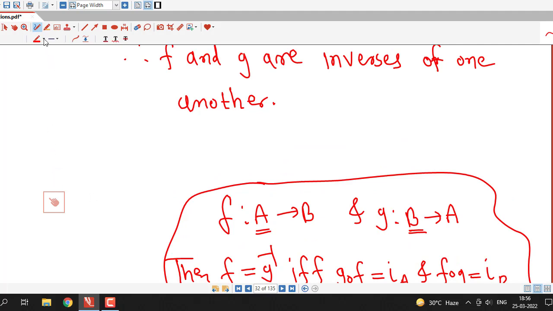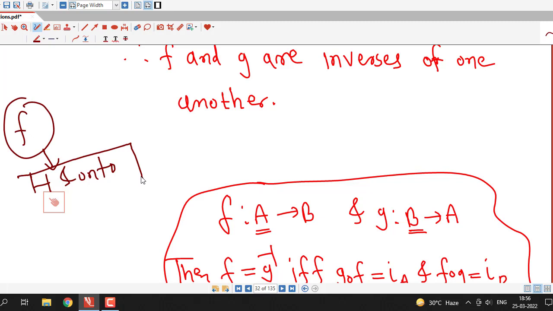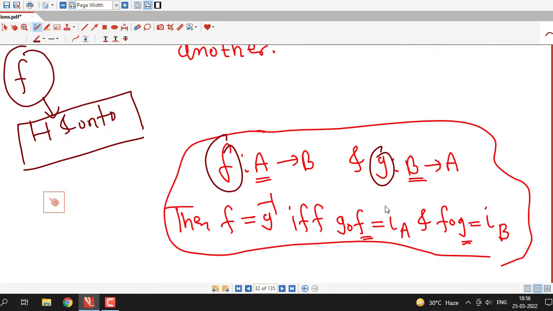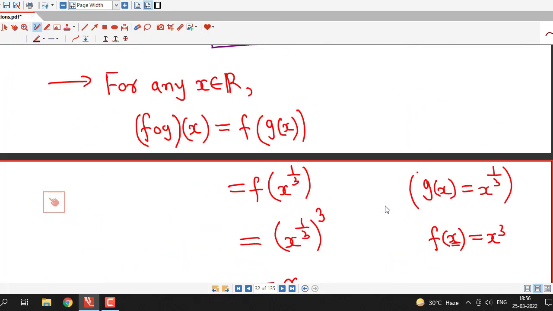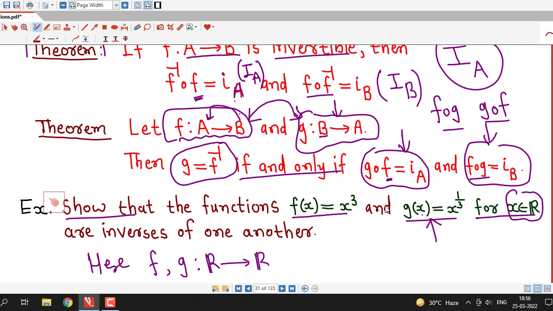And if you are given a function f, and if they ask you to check whether that function is invertible or not, then you have to show that that function is one-one and onto. So a function has an inverse if it is bijective, or one-one and onto, and two functions are inverses of each other if their compositions are identity functions. So in this lecture we have discussed conditions for invertible functions.